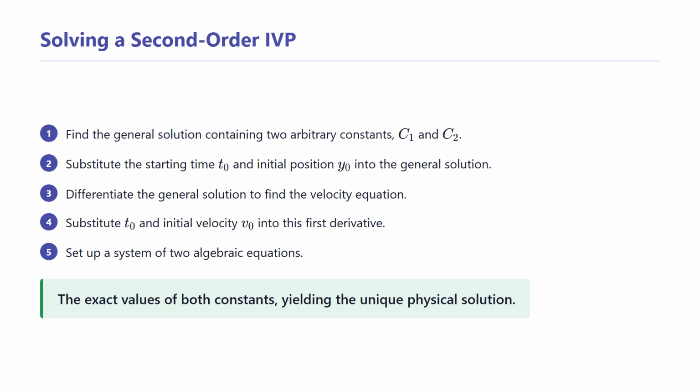Why do we do this? Because we now have a system of two equations with two unknowns. We solve this system to find the exact values of both constants. The final answer is the unique physical trajectory of the object.